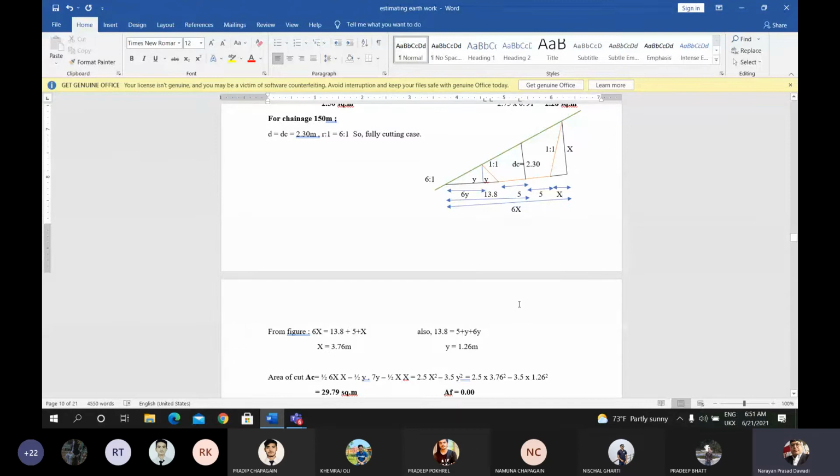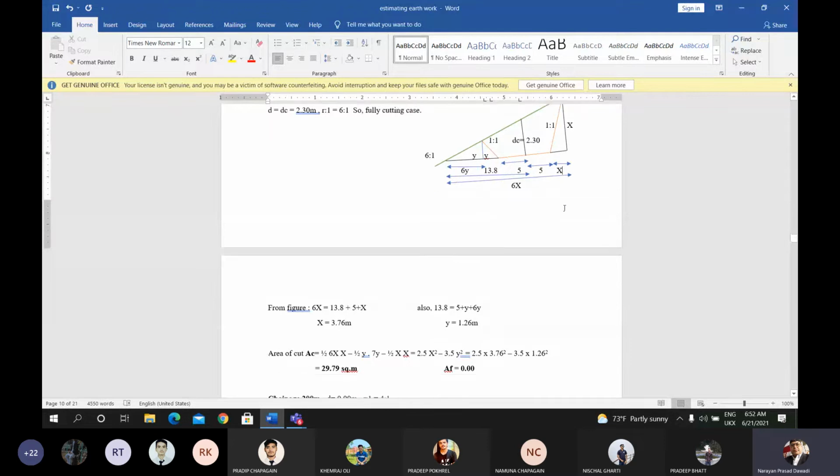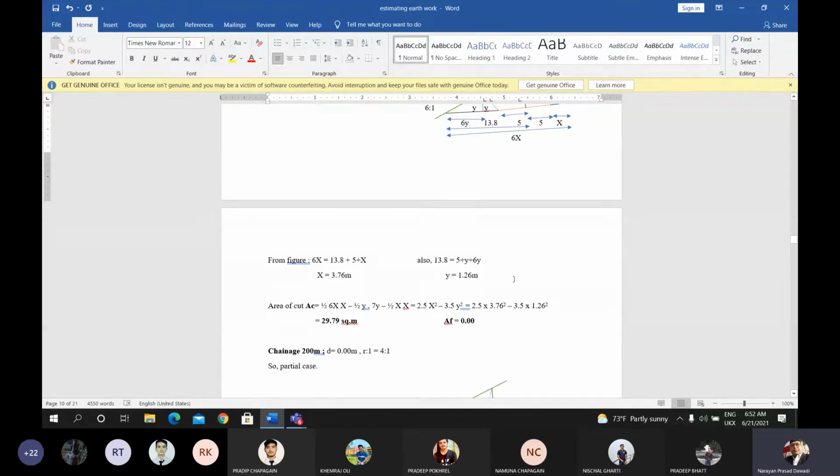For getting the value of x, 6x is equal to the distance from the green line to the center line, 13.8, plus 5 plus x. So 6x is equal to 13.8 plus 5 plus x, which gives the value of x as 3.76. You can calculate in this way.